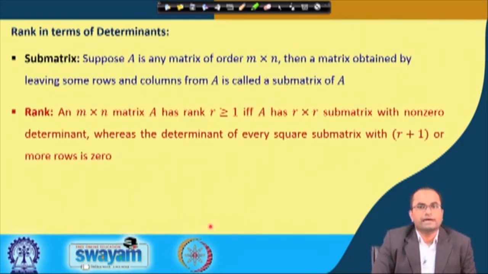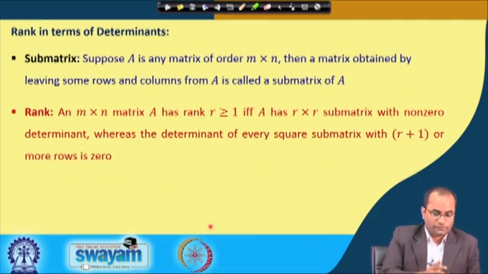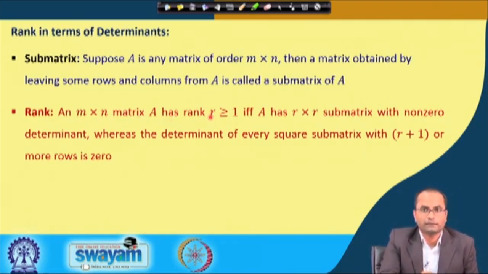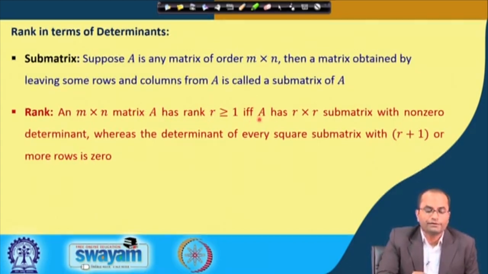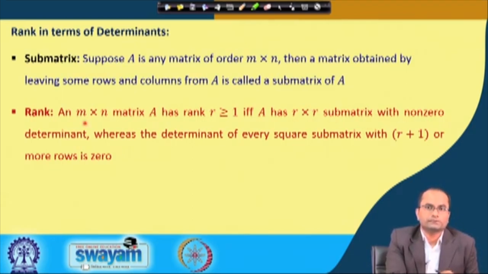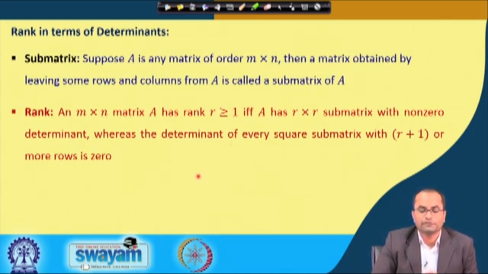So, the rank can also be defined from the determinant, as follows: an m cross n matrix A has rank r if and only if A has an r cross r submatrix, a square submatrix, with non-zero determinant. So, we have to now get out of this given matrix an r cross r submatrix which has a non-zero determinant, whereas the determinant of every square submatrix of r plus 1 or more rows is 0.